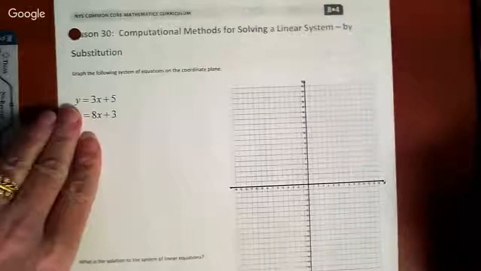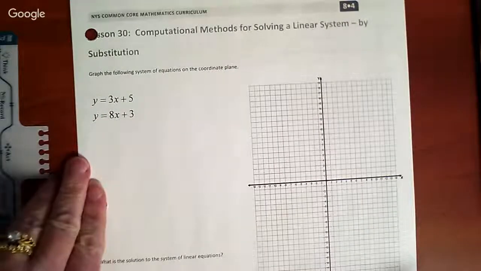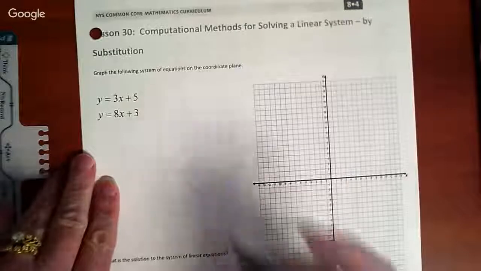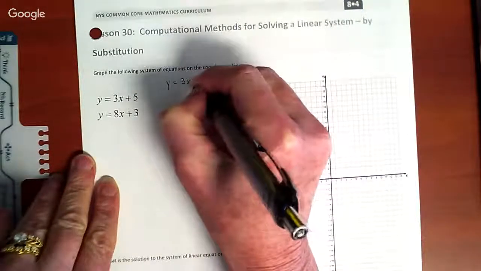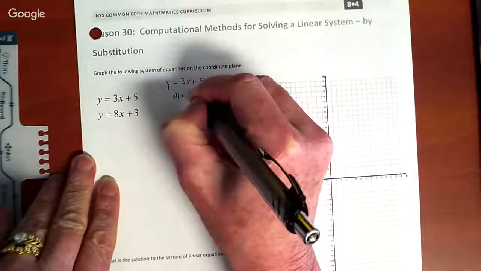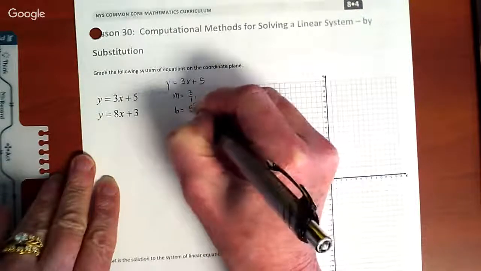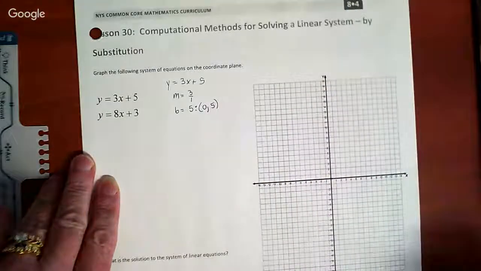This is lesson 30, computational methods for solving a linear system by substitution. Graph the following system of equations on a coordinate plane. All right, so the first one is y equals 3x plus 5. Your slope is 3 over 1. Your b equals 5, or (0, 5). So let's graph that first.